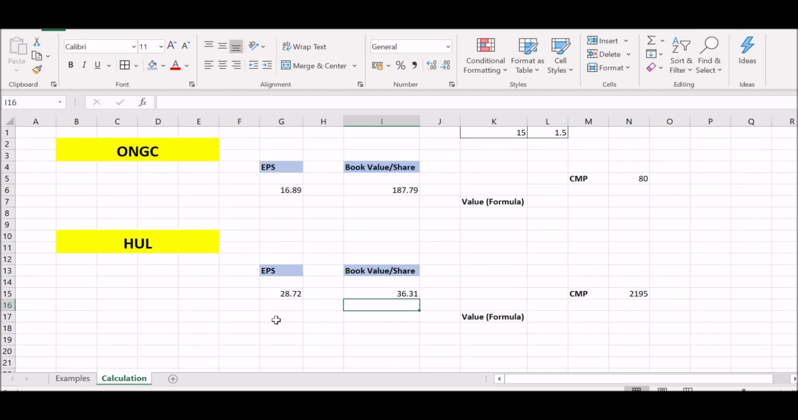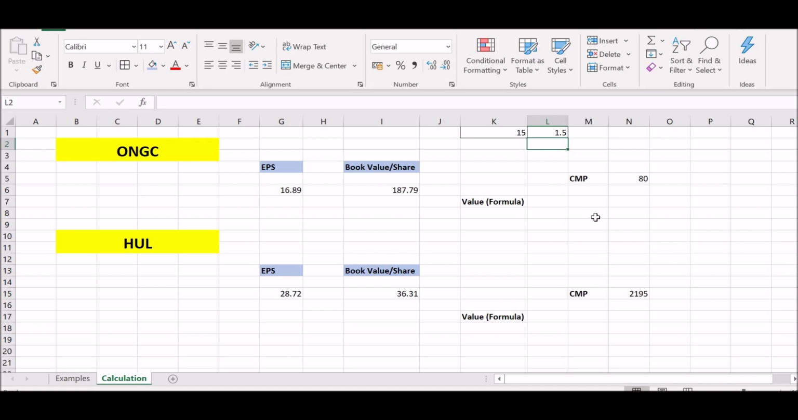So for ONGC, as mentioned, we are ready to go for the formula. We can easily use this formula. So let's see what value we get when we use the Benjamin Graham number for ONGC as on 1st May 2020. I have mentioned 15 and 1.5. They were part of the formula.